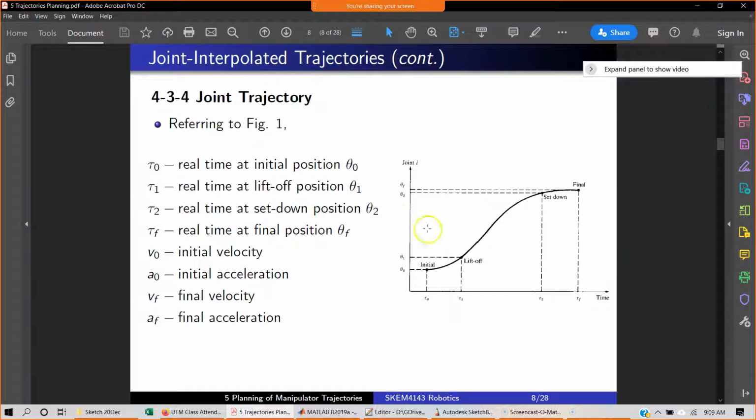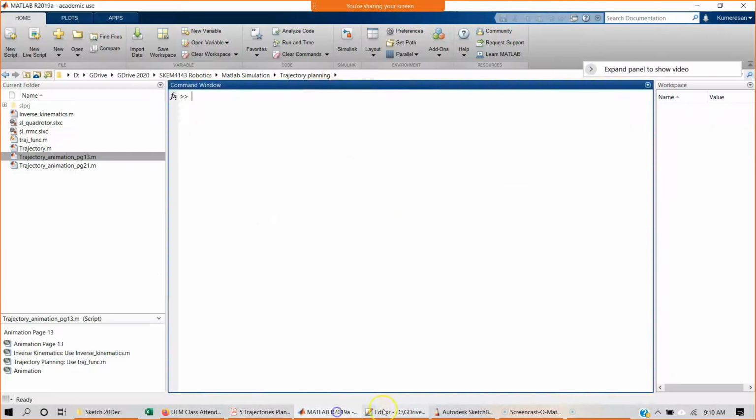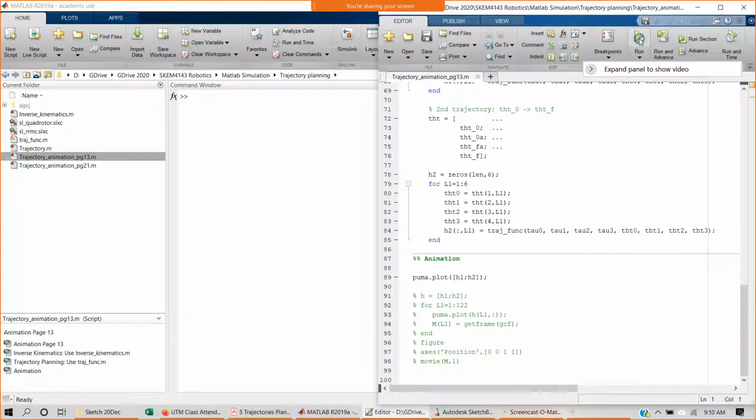If you recall, the lift-off position is the position where the end effector is away from the surface, in a normal, perpendicular direction. Similarly, theta 2, the set-down position, is where the end effector is perpendicular away from your final position. Okay, if you cannot remember, let me quickly run the simulation and show you.